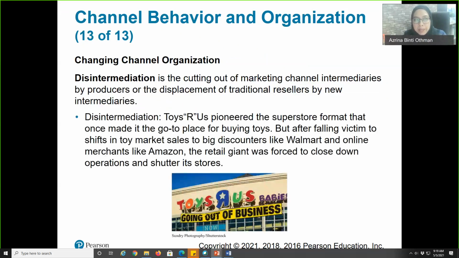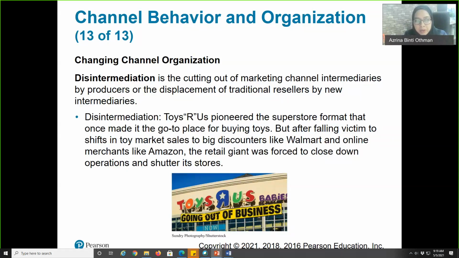And what happened, okay, in the behavior and organizations when we face changing channel organizations? So, apa yang berlaku bila ada perubahan? Okay, perubahan dalam channel organization kita. Okay. Disintermediation. Kita panggil disintermediation. The term is disintermediation. What is disintermediation? Cutting out the marketing channel intermediaries by producers, or the displacement of traditional seller by new intermediaries.